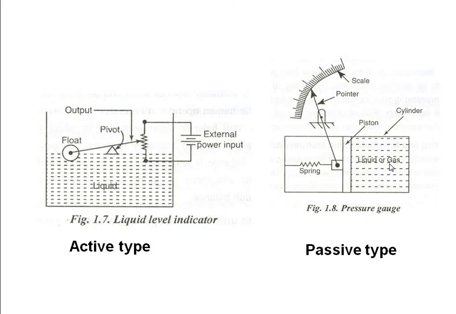So when the liquid or gas is going to be increased in this cylinder, this piston is going to move to or fro based on the content over here. So this movement of the piston will change the reading of the pointer on the scale. So this will straight away give us the pressure that is going to be exerted.